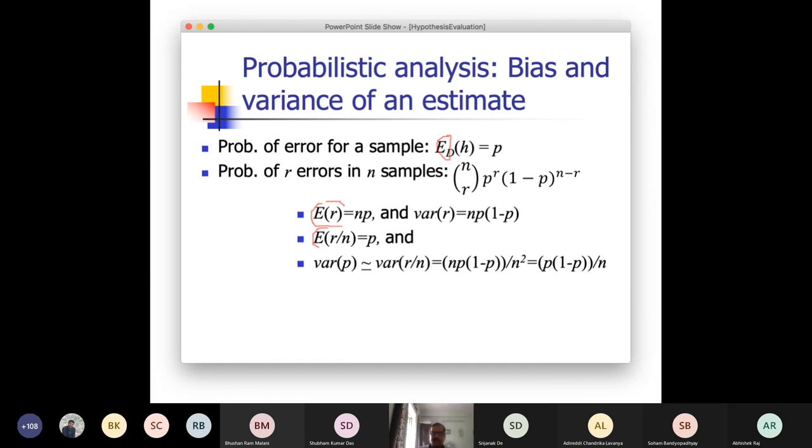How are we calculating the variance, the last line? Yes, you can calculate the variance of R, where R is a random variable for the binomial distribution, using straightforward expressions. You know the range of R, what values R can take: 0 to N. There may not be any error also, so R is 0 in that case. So R varies from 0 to N, and for each value of R, this is the probability.